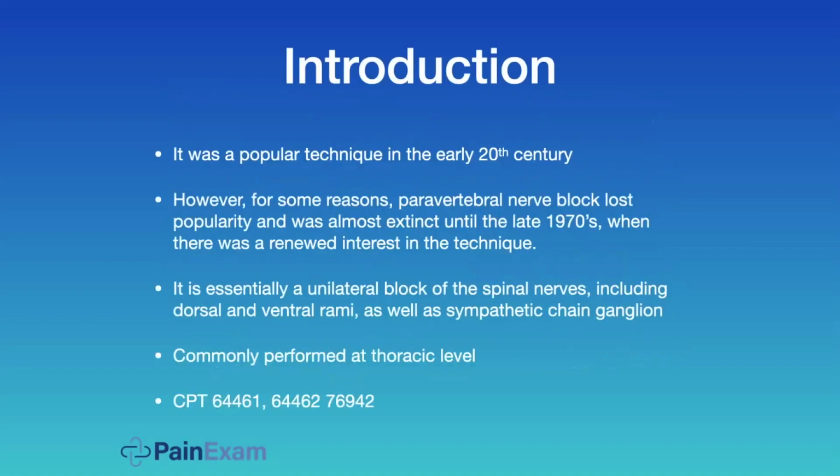Okay, the paravertebral nerve block was a popular technique in the early 20th century. It was basically abandoned for a bit, or wasn't as popular, until the 1970s when there was a renewed interest. It's basically a unilateral block of the spinal nerves that gets the dorsal and ventral rami as well as the sympathetic chain ganglia. It's commonly performed at the thoracic level for good reason. 64461, 64462 for multiple levels are the codes, and you can add ultrasound read at 76942.